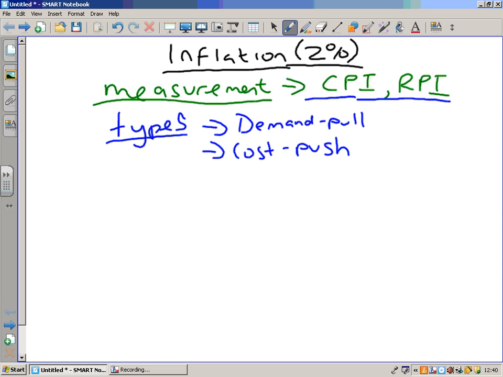Let's think now about the consequences of inflation for the economy. So in other words, why inflation is seen as a bad thing.